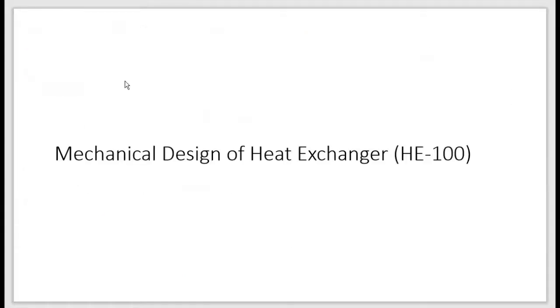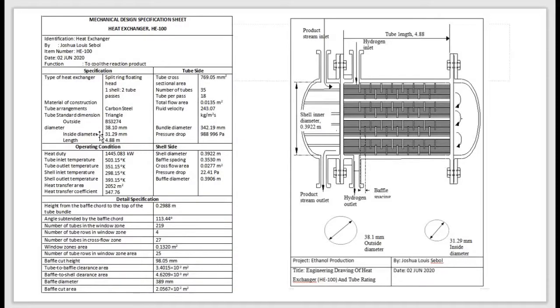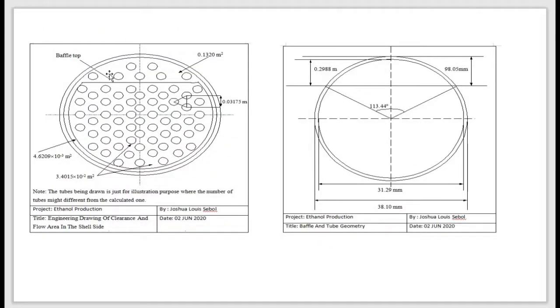So the third equipment would be the mechanical design of the heat exchanger. The third one differs a bit from the two equipments that I already mentioned. So this is the mechanical design specification, and these are the drawings, as you can see, and this is what we call the tube that has been illustrated, but it is not possible.